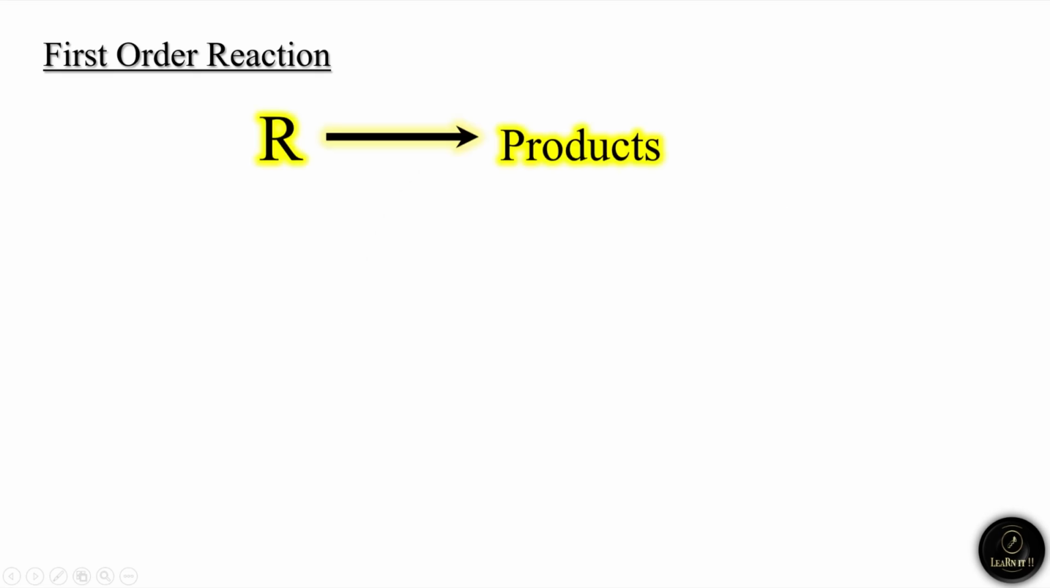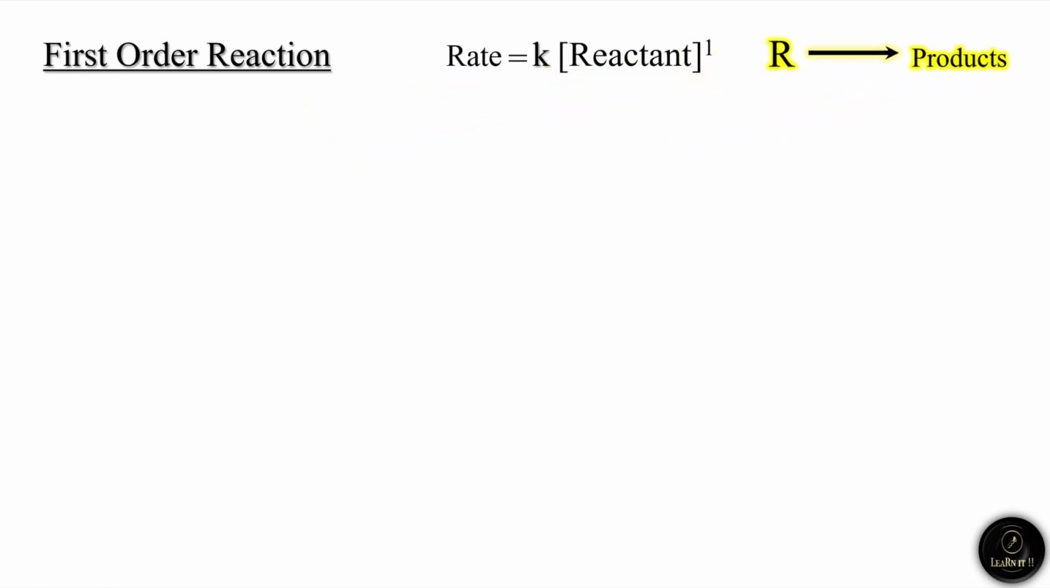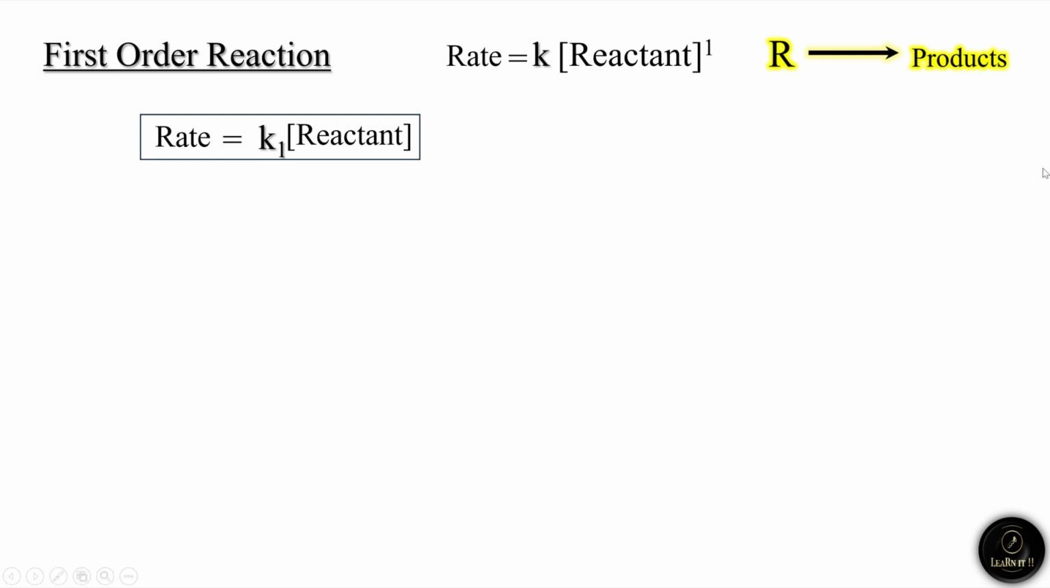In a similar manner, let's discuss the integrated rate equation for a first order reaction. As we know, rate is equal to K into the concentration of reactant whose power is 1. This is the rate law. So rate is equal to K1 into the concentration of reactant, where K1 indicates the rate constant for a first order reaction. We know that rate is equal to minus d[R]/dt. That's why minus d[R]/dt is equal to K1 into [R].